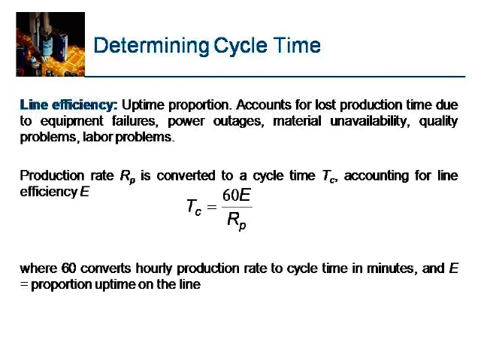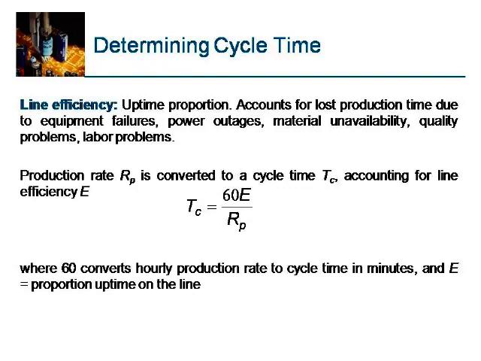We can easily calculate the line efficiency as uptime proportion, which accounts for lost production time due to equipment failures, power outages, material unavailability, quality problems, labor problems, etc. You may need to stop the line for more time, and thus we need to calculate the line efficiency. If you know the line efficiency, we can easily calculate the cycle time, or if you know the production rate, we can calculate the cycle time also. And production rate RP is converted into a cycle time TC, accounting for line efficiency E.